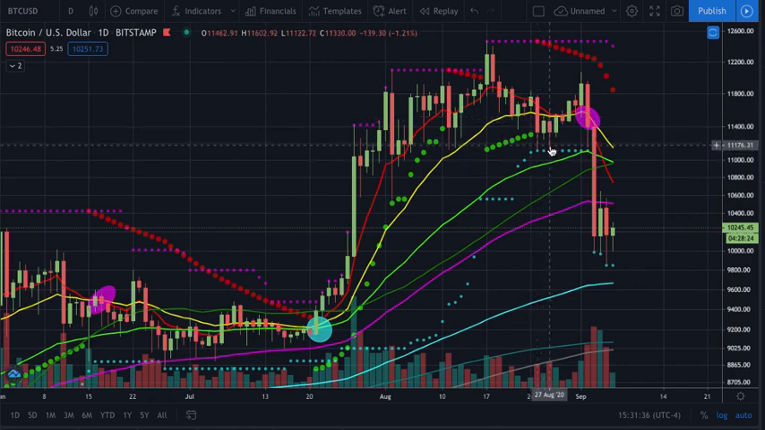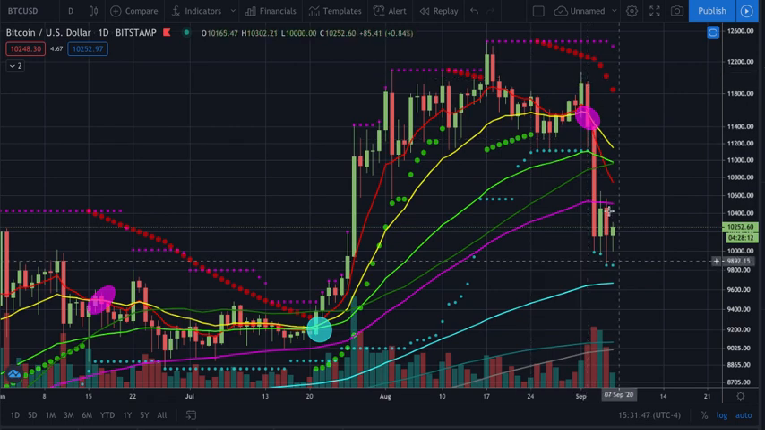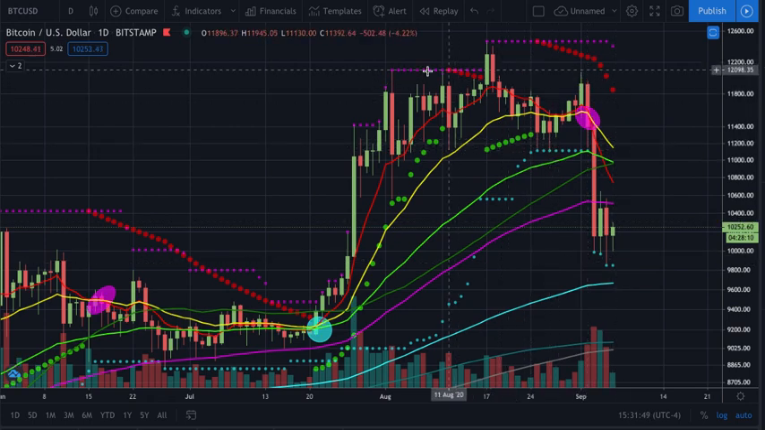So this gave us a double bottom, move to the upside. This gave us a double top, move to the downside. But it does not mean that the trend cannot continue to the upside. It does not mean that the trend cannot continue to the downside. It's literally just giving you a pivot, a good place to take an entry.